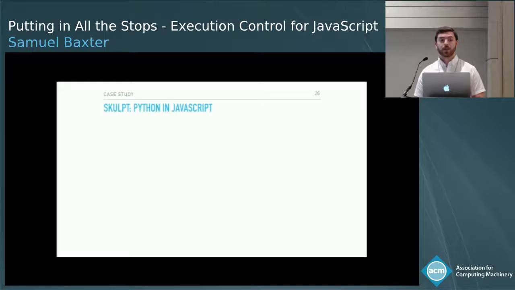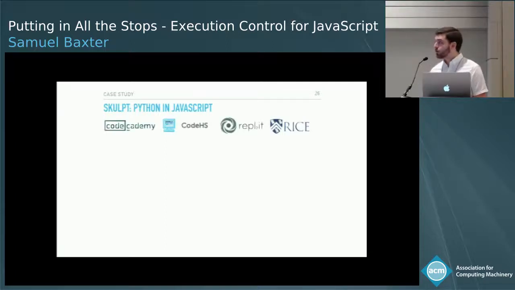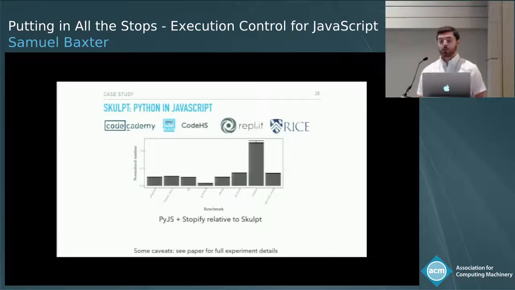Skulpt is an implementation of Python in JavaScript, and it instruments programs with this periodic suspension mechanism. And Skulpt is used by many companies and in academic institutions such as Codecademy, CodeHS, Repl.it, and at Rice University, and there are millions of users who interact with Skulpt. So we evaluated how Skulpt performs relative to how PyJS plus Stopify performs to provide the same set of features. And the y-axis is hard to read here, but on all but one of the benchmarks, Skulpt was actually over 2 times slower than PyJS plus Stopify.